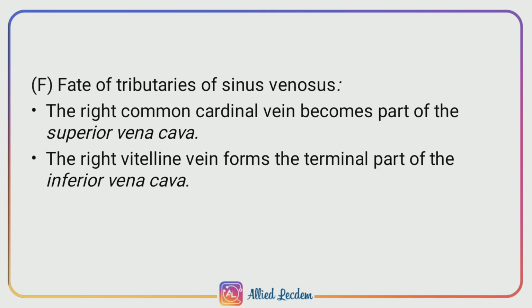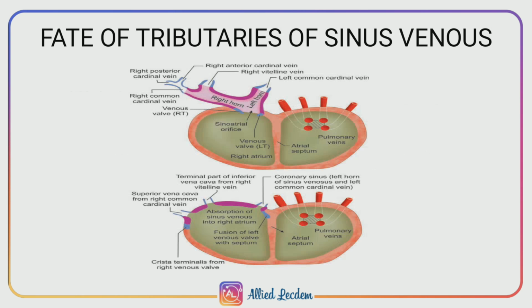Fate of tributaries of sinus venosus. The right common cardinal vein becomes part of the superior vena cava, while the right vitelline vein forms the terminal part of the inferior vena cava.